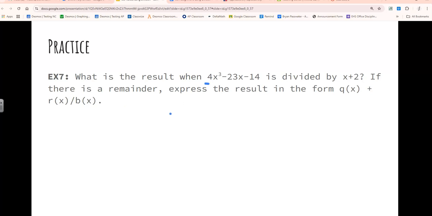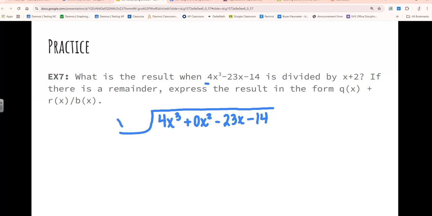Here. So, let's set this up. I want to make sure everybody's got it set up correctly. When I set this up, 4x to the third minus 23x minus 14 goes on the inside. Are you missing any terms? I need a 0x squared. So you've got to do 4x to the third plus 0x squared because you're missing an x squared term. And if you don't put it there, you're going to get mixed up. And then subtract 23x minus 14. And then my x plus 2 goes out front.